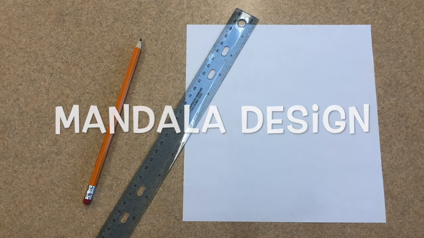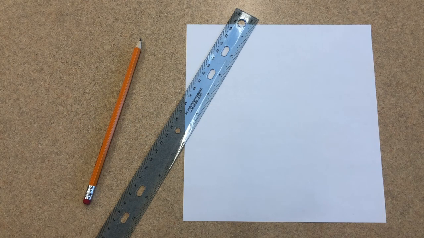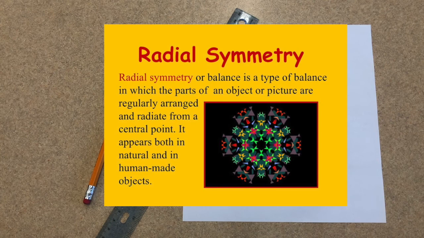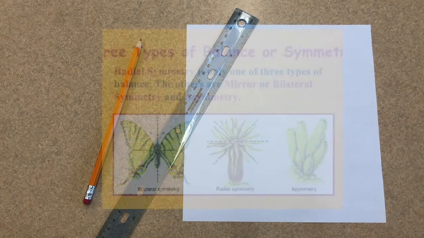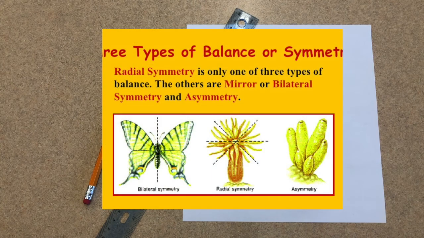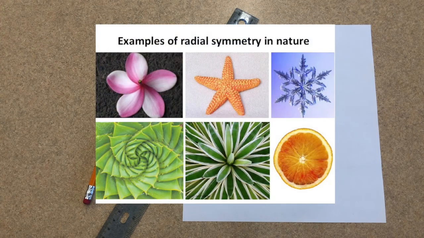So a mandala is a circular structure with radial symmetry, meaning that the design radiates out symmetrically from the center. You can find mandalas in flowers, tree rings, the sun, eyes, snowflakes, spiderwebs, seashells, seeds, fruits, and so much more.